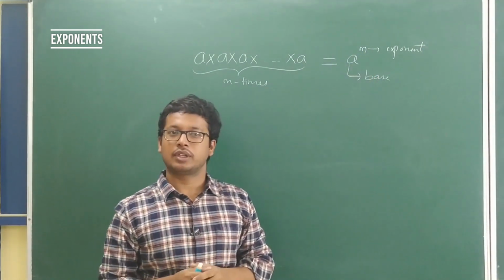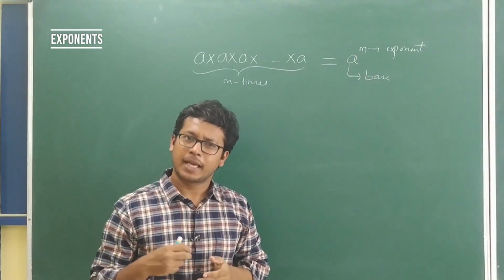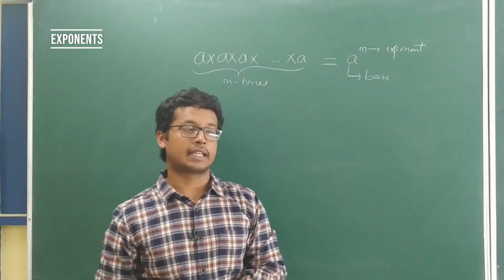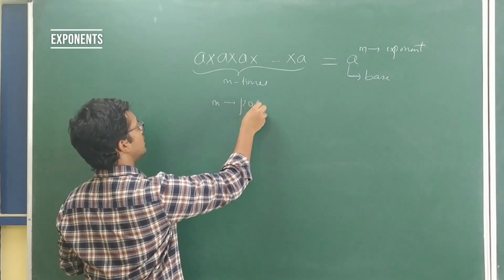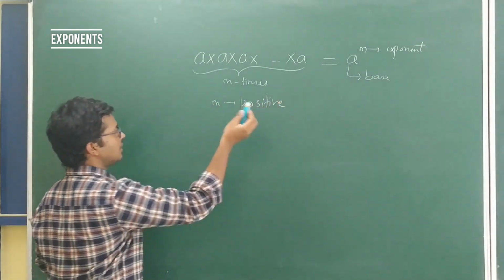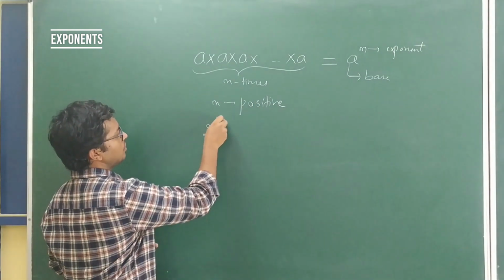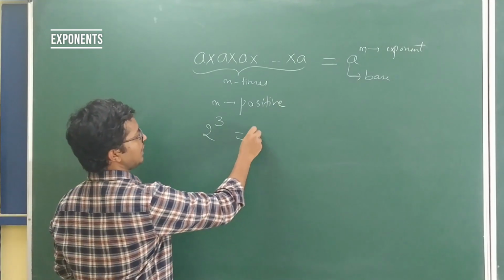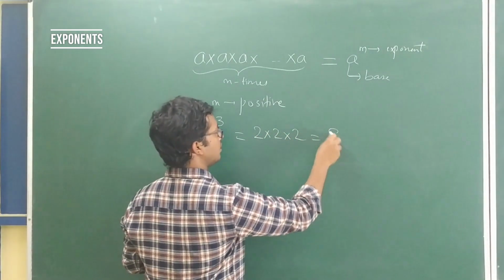But in this lecture we are going to study what happens if m is a positive number, what happens if m is 0, and what happens if m is a negative number. These three properties we study. So let's take m as a positive number. Alright. So let's assume m is a positive number. A will take a common number, let's call it 2. So 2 raised to 3. In this case m is 3. So 2 raised to 3 can be written as 2 into 2 into 2, which is equal to 8.